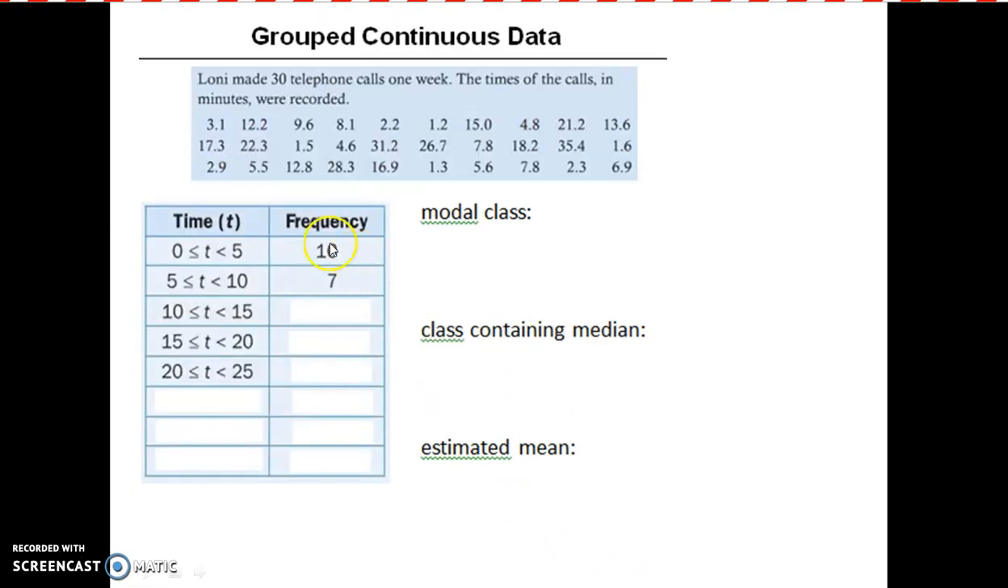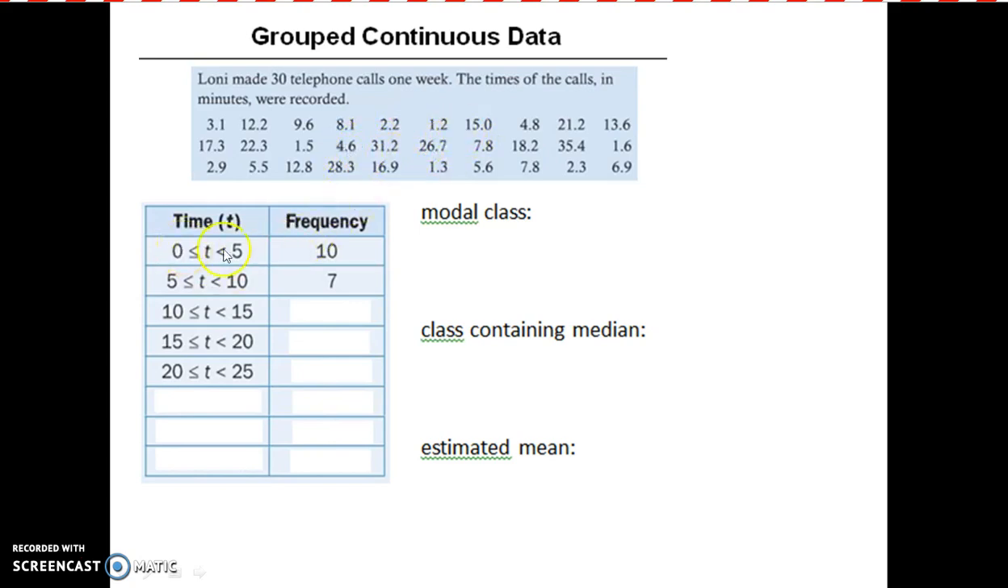Okay, now we have grouped continuous data. This is like grouped discrete data. The table is set up the same way, except this data itself is continuous, not discrete. In this case, it's the time somebody spent talking on the phone in 30 different phone calls. So time can be measured, therefore it's continuous. It can be measured to any degree of accuracy, any decimal place.